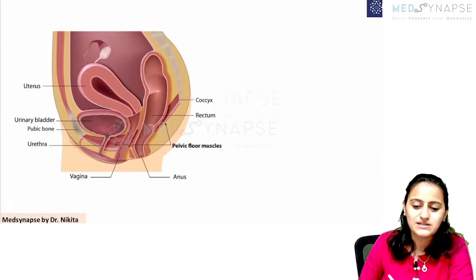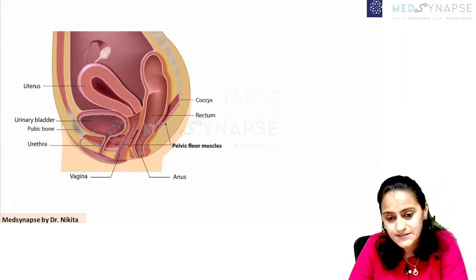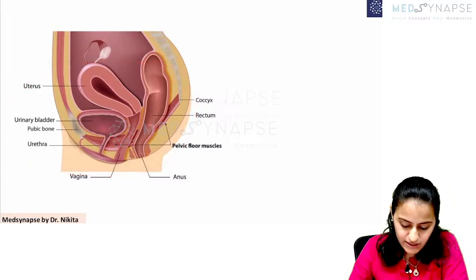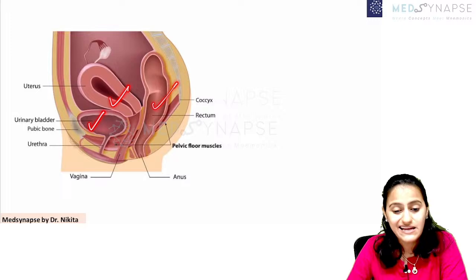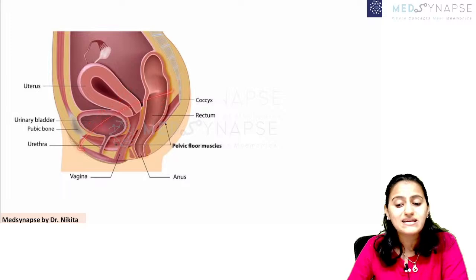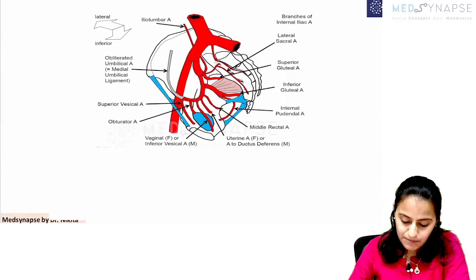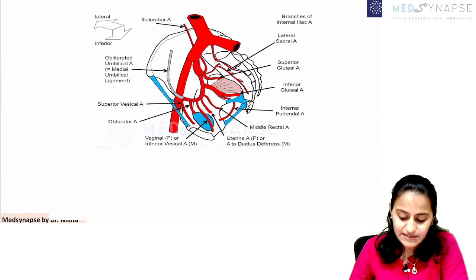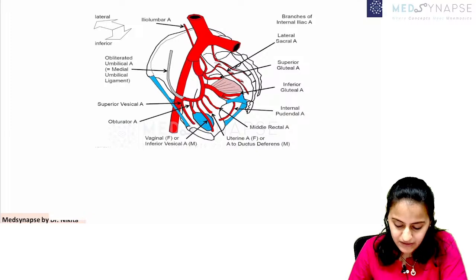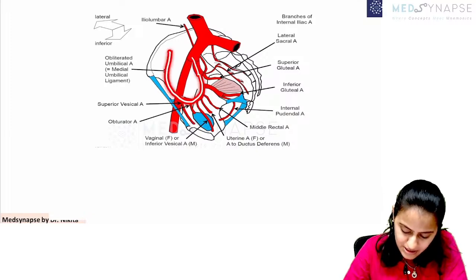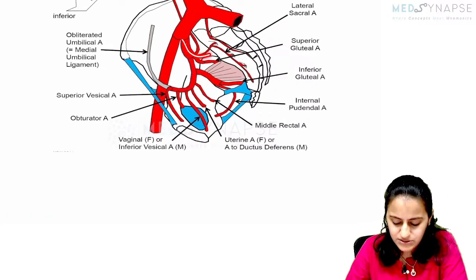We'll come to these options. Let's quickly have a look at this. So basically remember the pelvic organs: the bladder, the uterus, the rectum. The internal iliac artery is supplying these organs. So the branches come from the anterior division and the posterior division. This is your internal iliac artery, anterior division and posterior division.